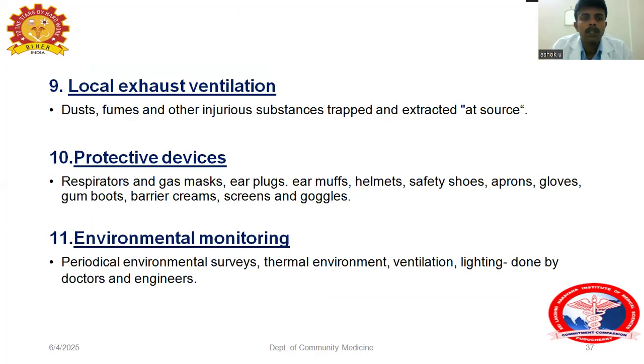Then comes local exhaust ventilation, and the use of protective devices like respirators, gas masks, earplugs and earmuffs, helmets, safety shoes, aprons, gloves, boots, barrier creams, screens, and goggles. Then the environmental measures: periodical environmental surveys, thermal environment regulation, and lighting, done by doctors and engineers.